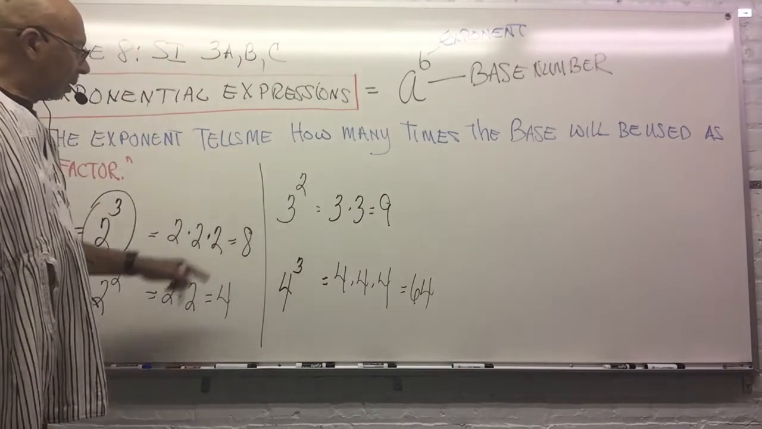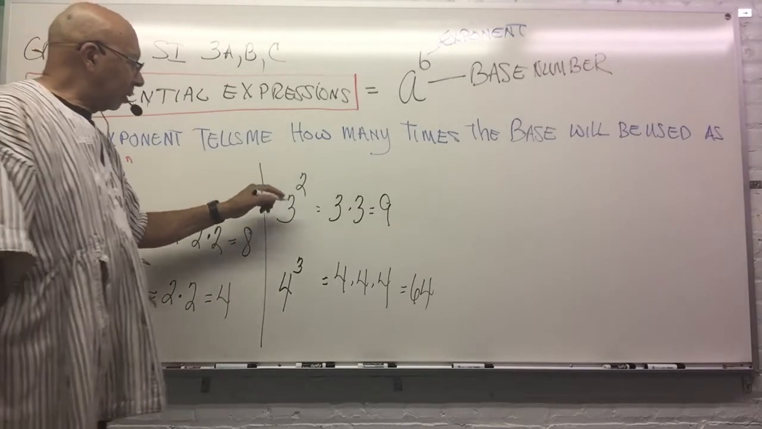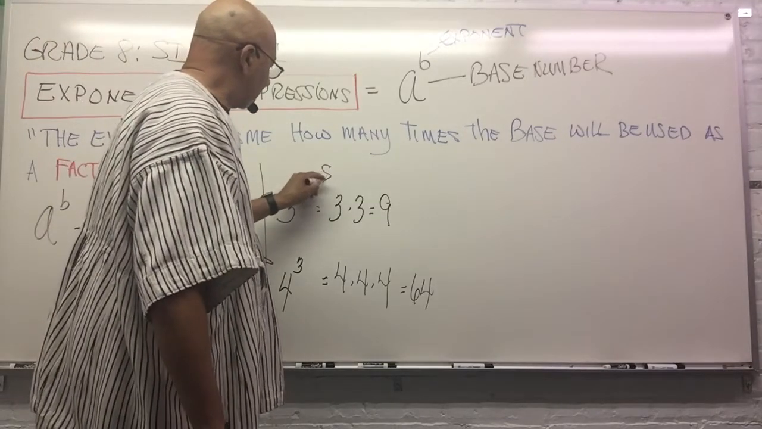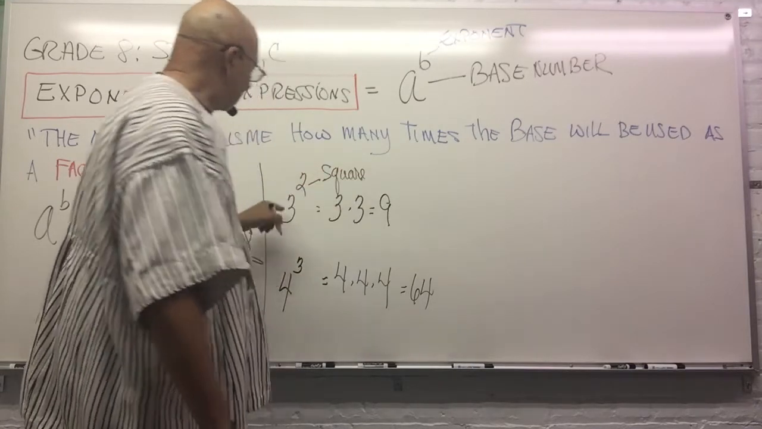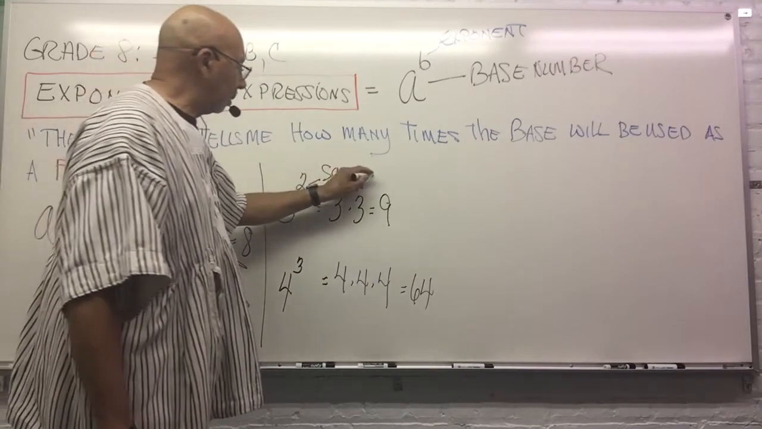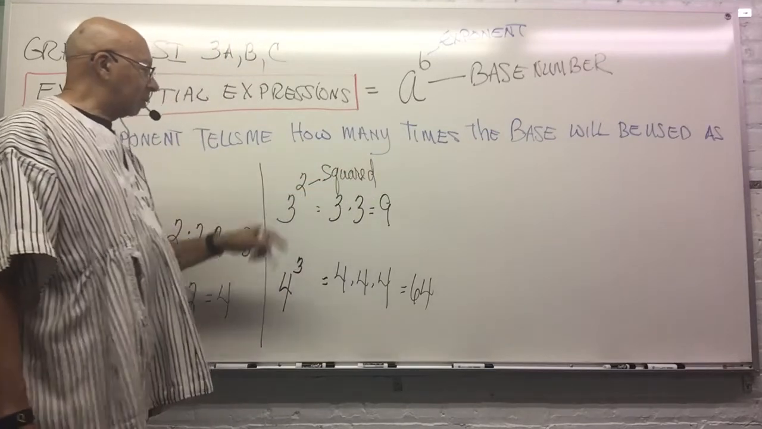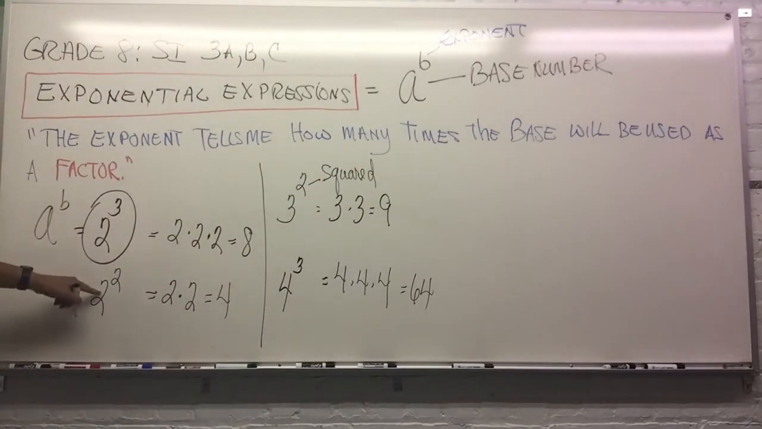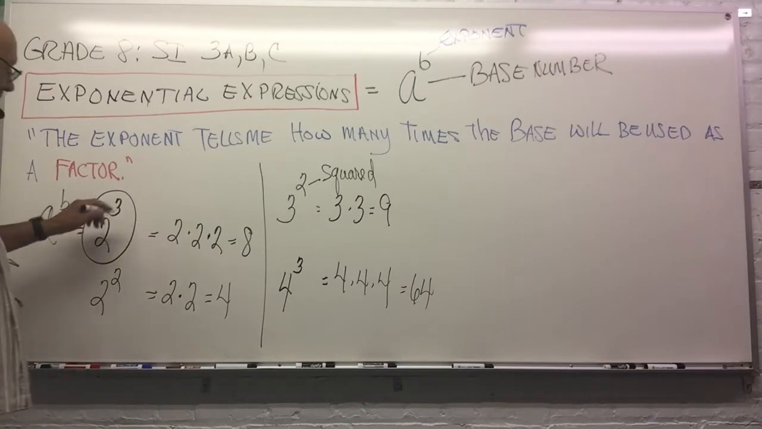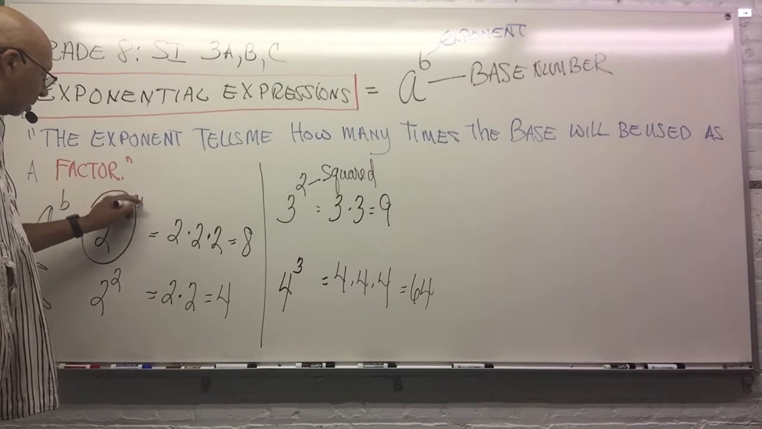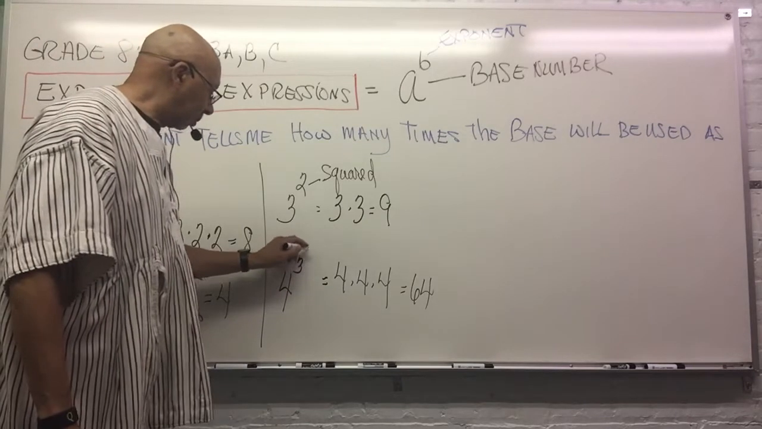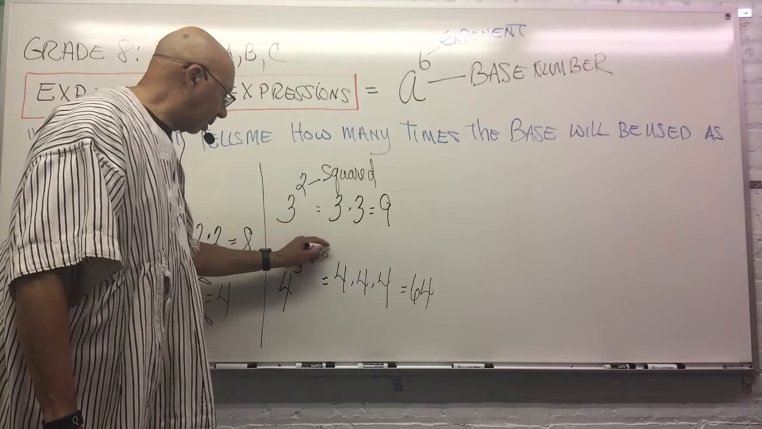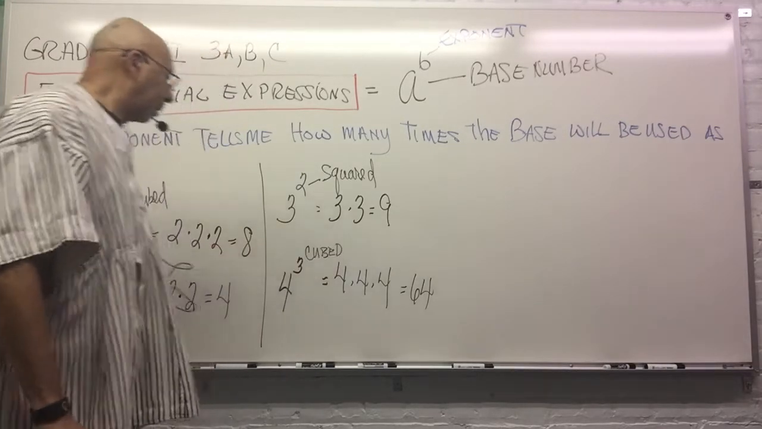So the number 2 has a special name. It's called square. S-Q-U-A-R-E. So 3 squared, we put a D on it. So this is 3 squared. This is 2 squared. The number 3 has a special word that's called cubed. C-U-B-E-D. 4 cubed.